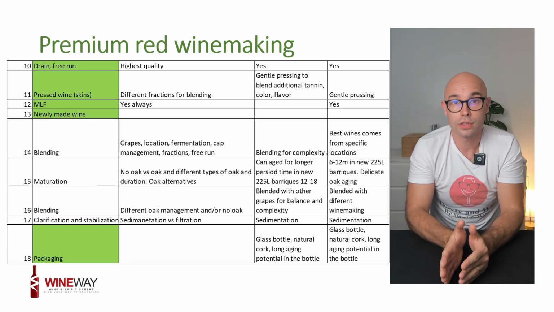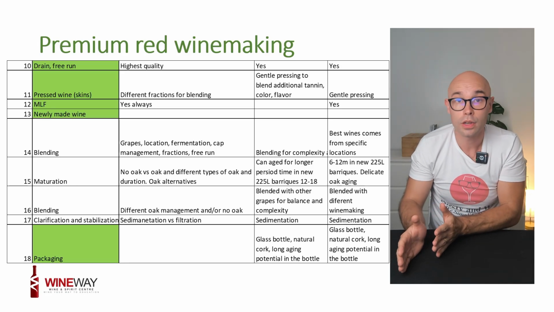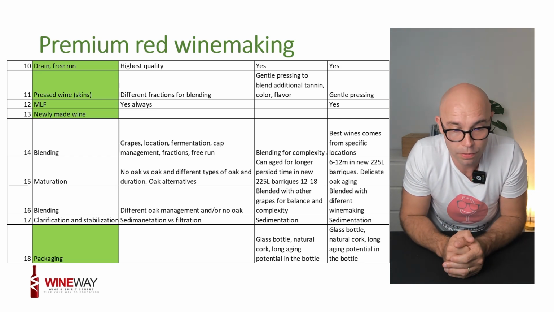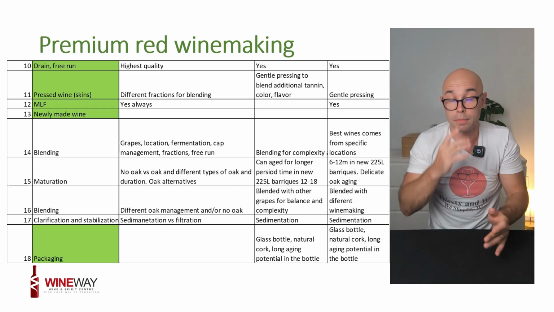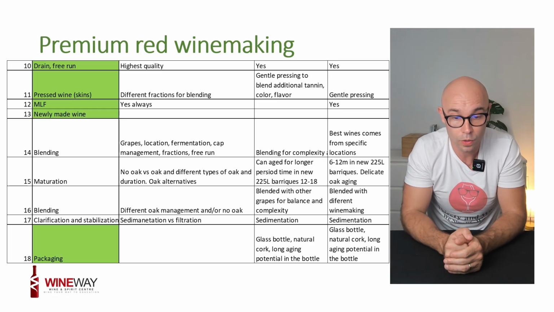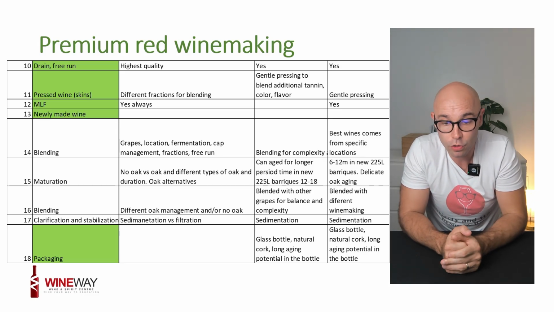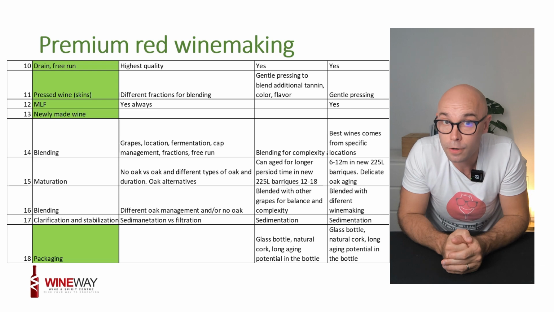And you can use some of the grapes to age in oak, some grape varieties not to age in oak, and then use this for blending. So blended with other grape varieties for balance and complexity, blended with different winemaking techniques, like I mentioned, using oak or not using oak. Clarification and stabilization is going to be gentle for premium wines, like sedimentation. Packaging is going to be glass bottle, natural cork, long aging potential in the bottle for high tannin grape varieties. Glass bottle, natural cork, long aging potential also for Pinot Noir.